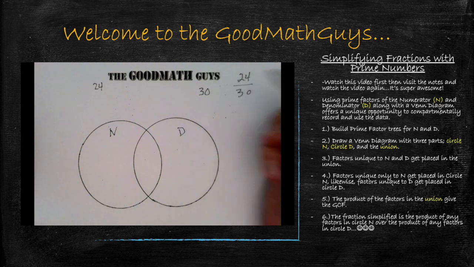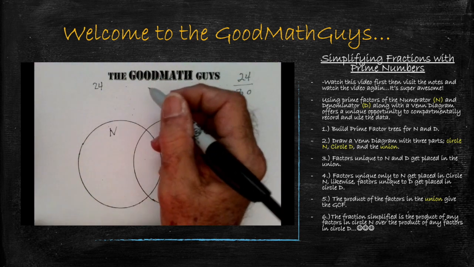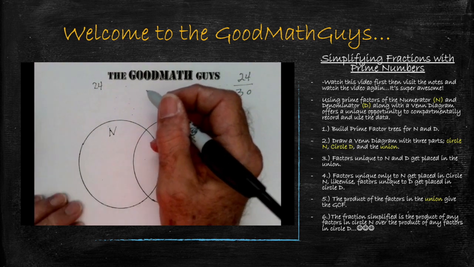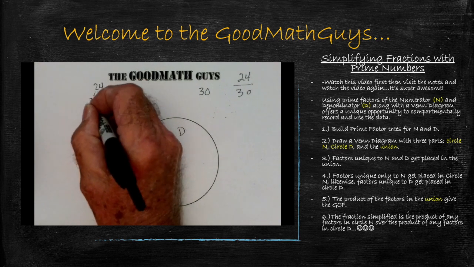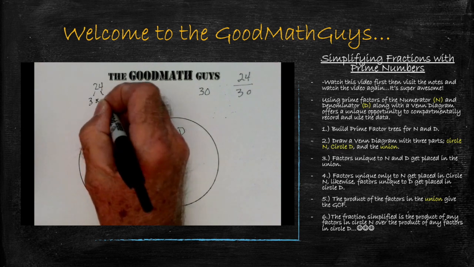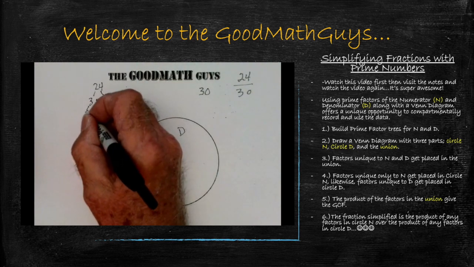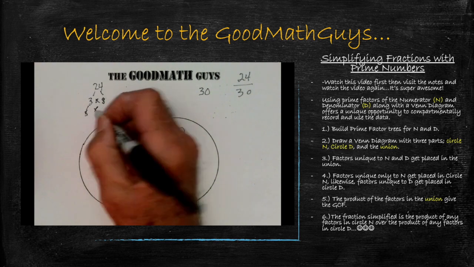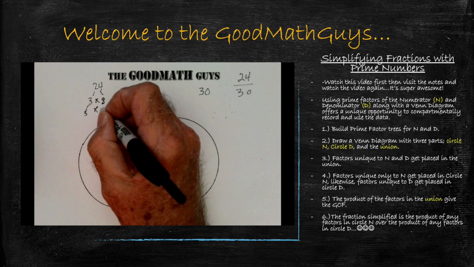So let's start our factor tree with the 24. Again, even numbers here, I like to start with 2, but if somebody wants to start with 4 times 6 or 3 times 8, that's fine. Let's actually start with 3 times 8. We know that 3 is prime, so we're going to bring it down. We know that 8 is composite, so we're going to factor it to 2 times 4.